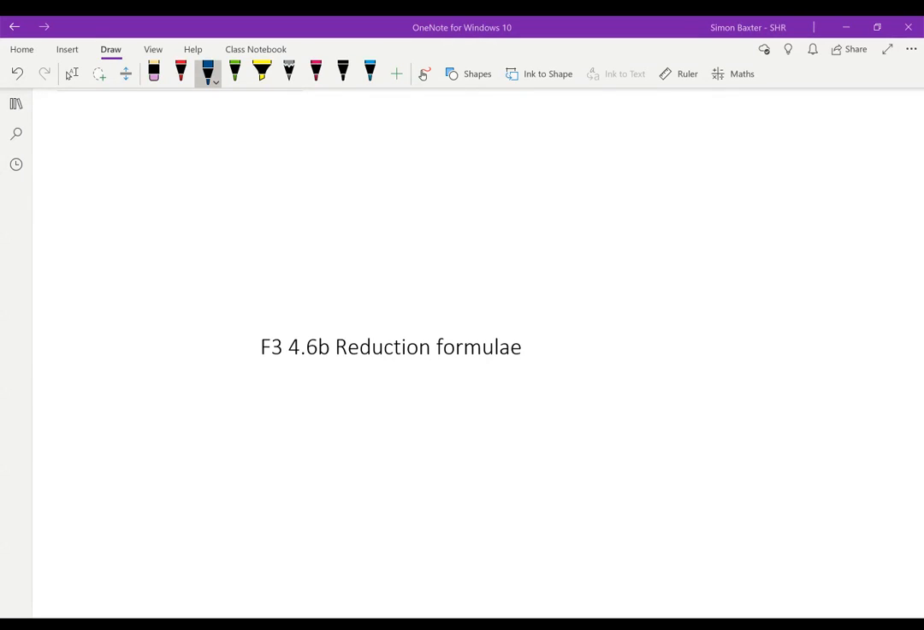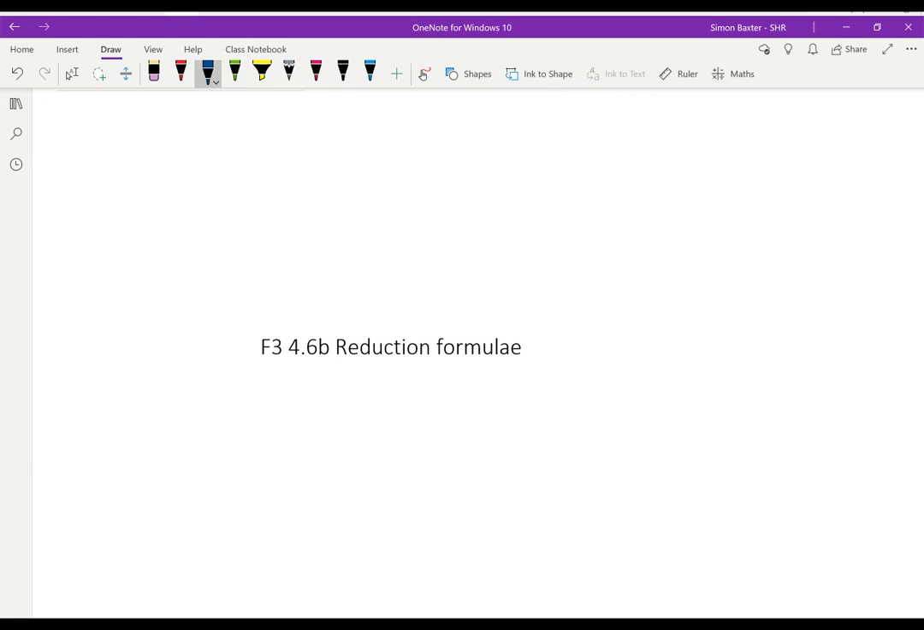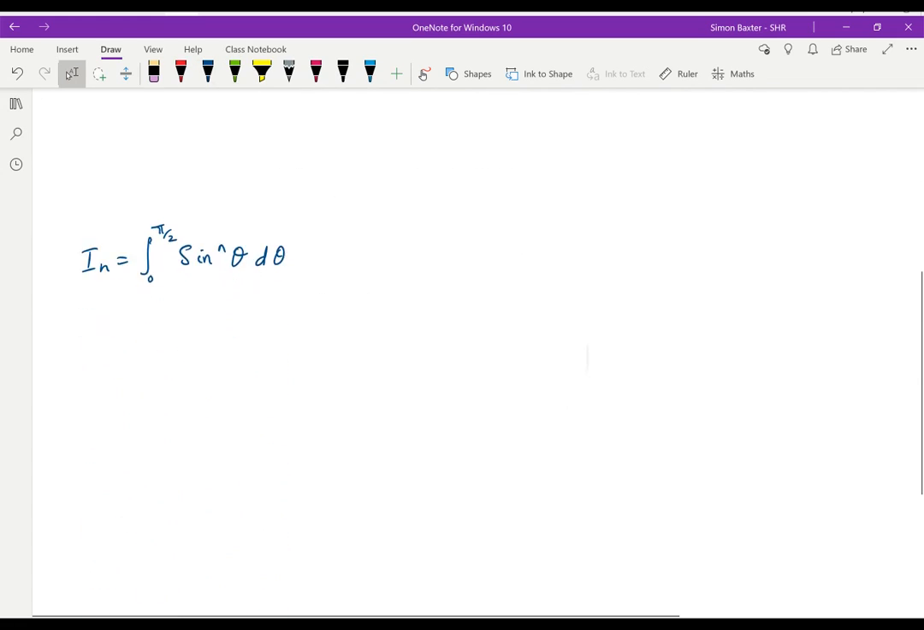We're now going to look at more reduction formulae. Let's start with the integral of sine to the n theta between 0 and pi by 2.